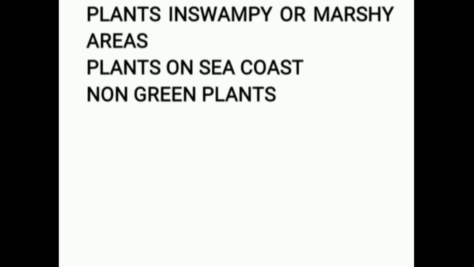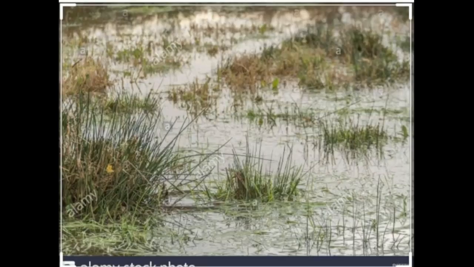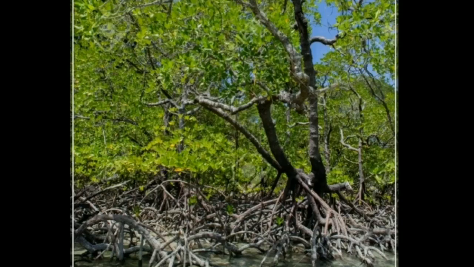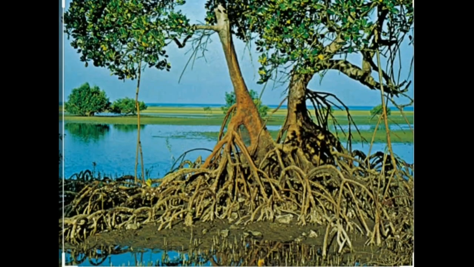Plants in swampy or marshland areas. The regions where the soil is clay, where the water does not drain away, are called swampy or marshy areas. The roots of the plants that grow here do not get air in the soil, so they have adapted themselves accordingly. The roots grow outside the soil and take the air they need. For example, mangroves.